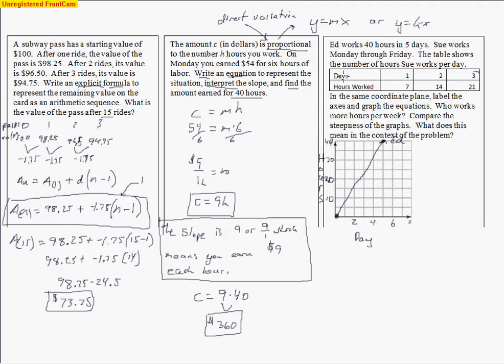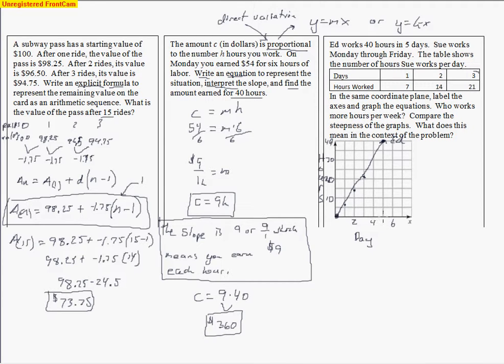Now, Sue works 1 day, 7 hours. So 1 day, 7 hours, somewhere down in here. Let's go to one that we can fit on there. 3 days, 21 hours, it's going to be just a little bit over right there. And 14 hours for 2 days, so it's a little bit under this line, right about here. So this one's going to be about there.